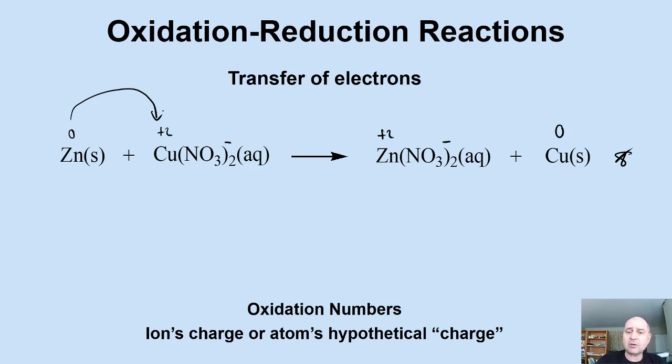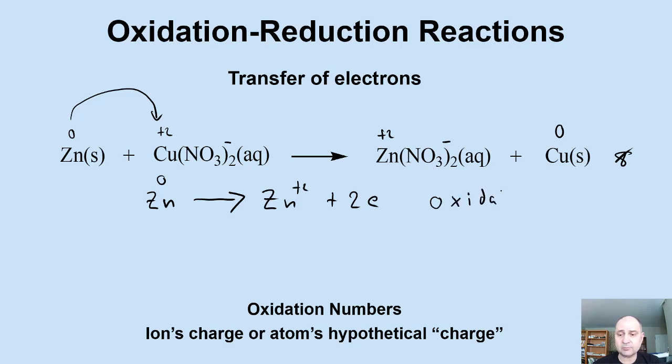But we can single out the oxidation. We can just write zinc goes from 0 to zinc 2+, and in the process loses 2 electrons. And if your electrons are being produced, if your electrons are on the reactant side, then that is the oxidation half reaction, oxidation here.